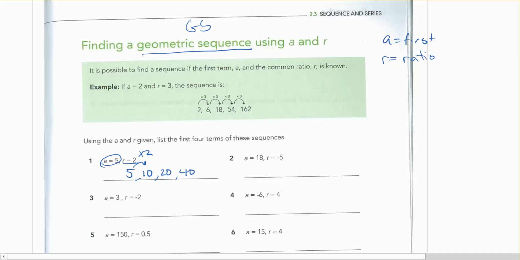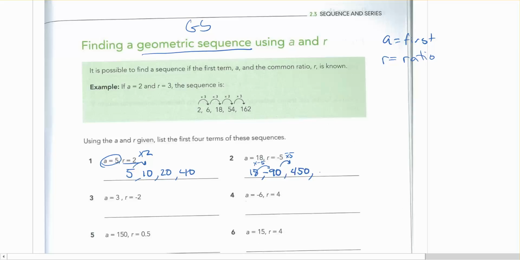Likewise here, I've got a negative number for r. That's okay. My first value is going to be 18. Then if I times by negative 5, so if I times by a negative number, I'm going to get a negative number. So my next answer is negative 90. Now negative 90 times a negative 5 is going to get you to a positive, because a negative times a negative will be positive. So watch out for this with the negative r value.